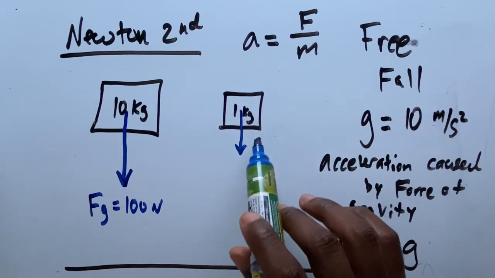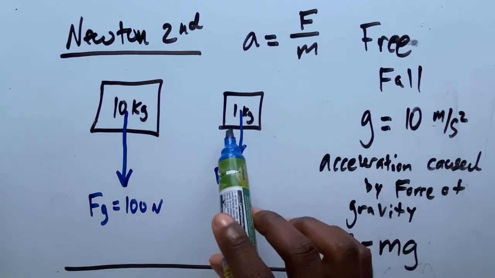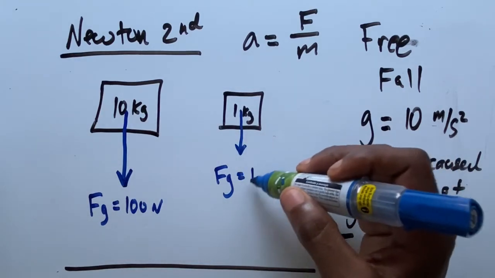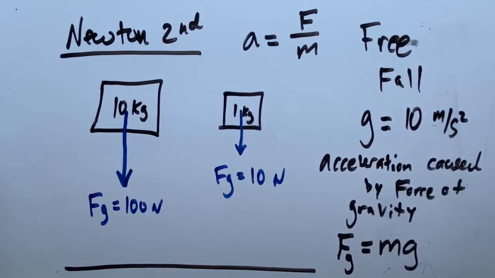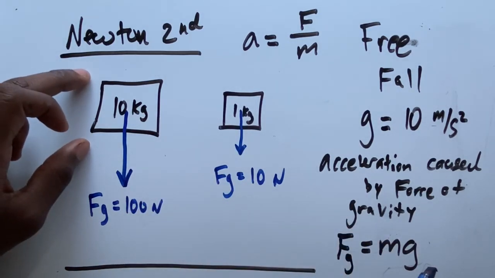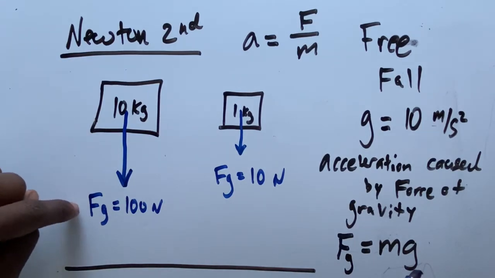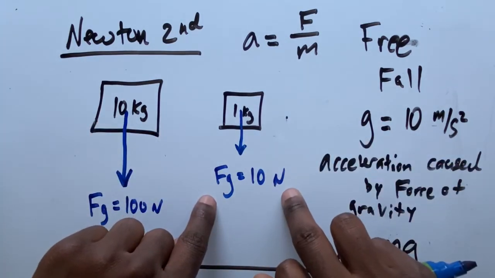The force of gravity on this block is going to be equal to what? Well, the mass is 1 kilogram. So the mass times g. So that's just going to be 10 newtons. So we see that the heavier box here, the heavier block, is actually going to have a greater force of gravity acting on it, whereas a smaller box is going to have a less force of gravity acting on it.